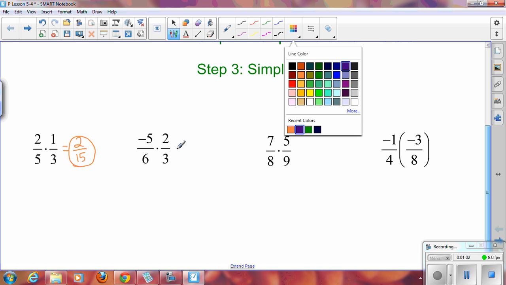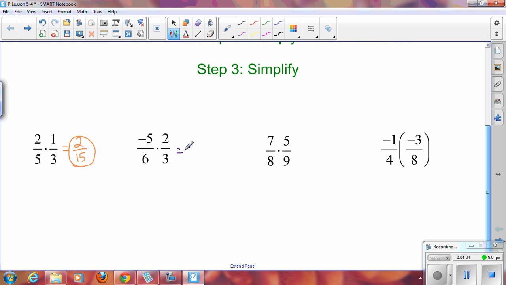Okay, next one, we've got -5/6 times 2/3. -5 times 2 is -10. 6 times 3 is 18. You'll notice these are both even, so they're both divisible by 2. That gives us -5/9.